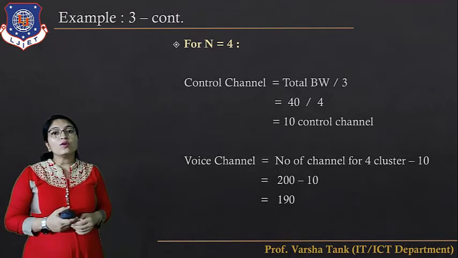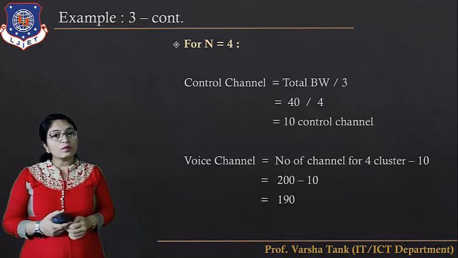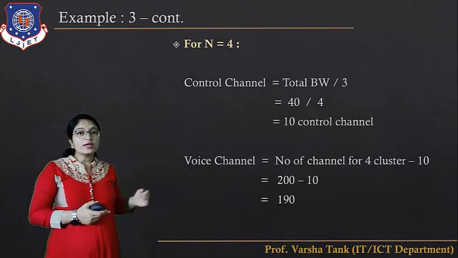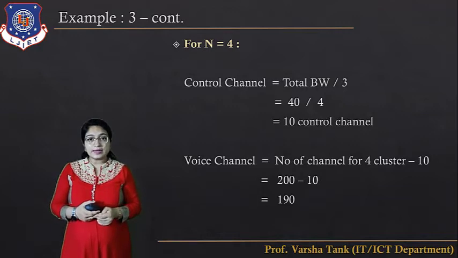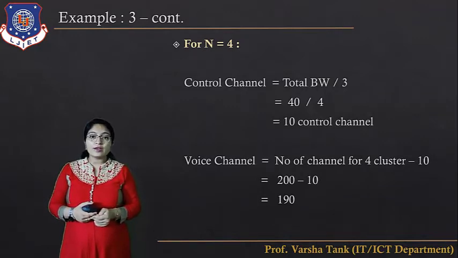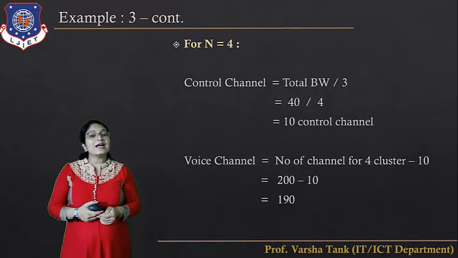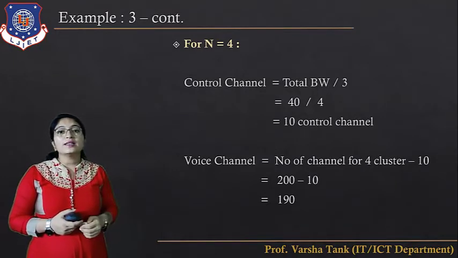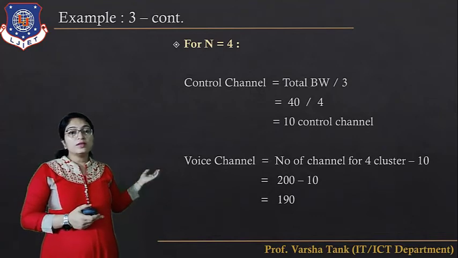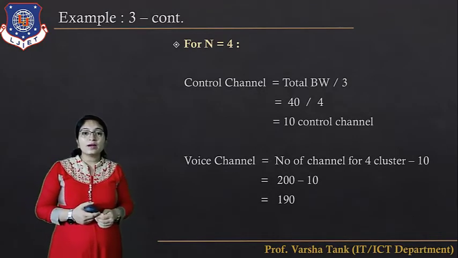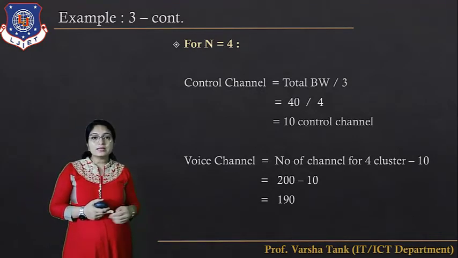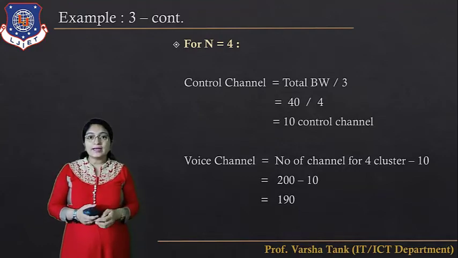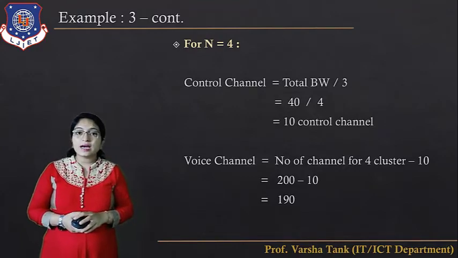Now next is the voice channel. Again the same formula: number of channels for 4 cluster minus 10. The number of channels that we have defined for the 4 cluster is 200. 200 minus 10, because this control channel we have defined by dividing the total control channels by 4. So 200 minus 10 is 190. So 190 voice channels are there.